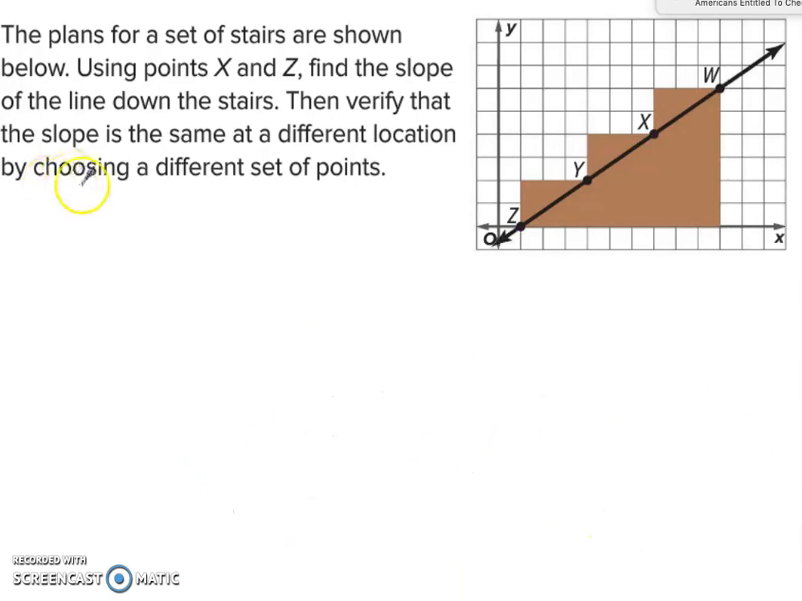Okay, so now the plans for a set of stairs are shown below using the points X and Y. So I have X and Y. Find the slope of the line down the stairs.